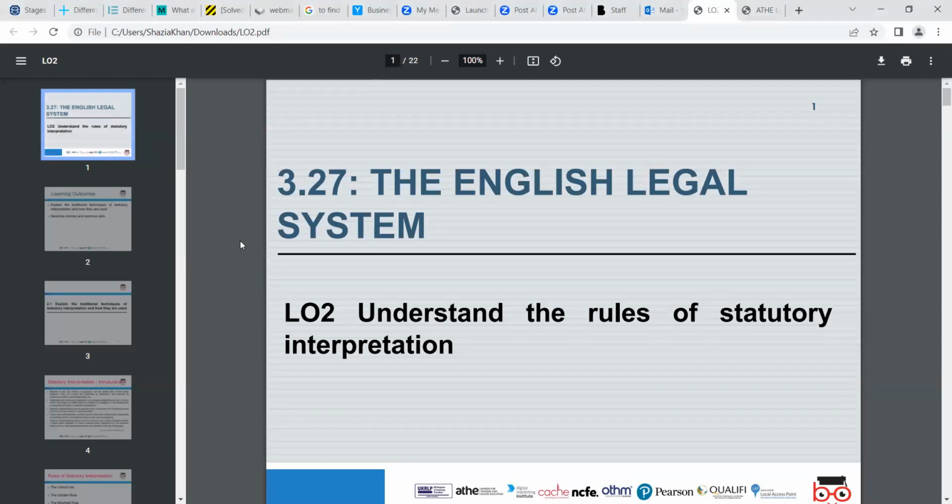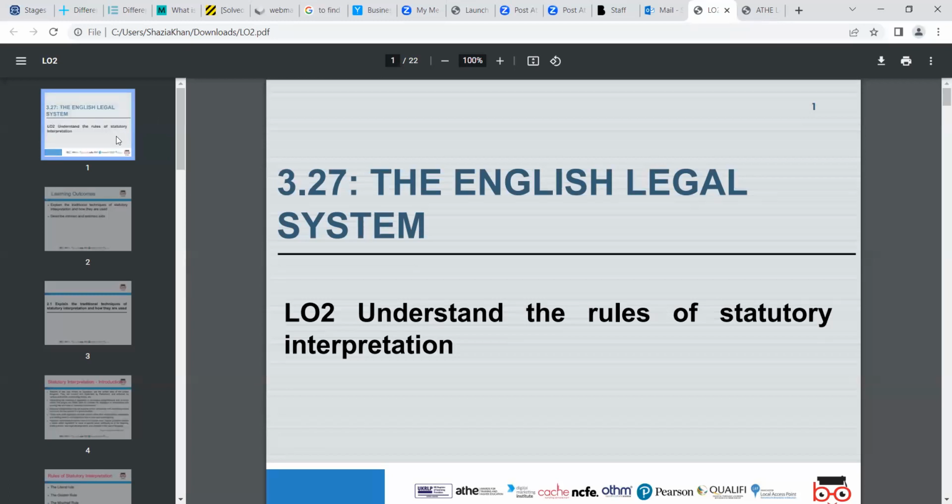So in the last session, which was learning outcome 1, we looked at the English legal system, how a bill is passed through Parliament, the first stage, second stage, report stage, committee stage, and going through the Lords and the Commons, and then the Royal Assent. We also looked at the difference between criminal law and civil law, and we looked at public and private law with reference to examples.